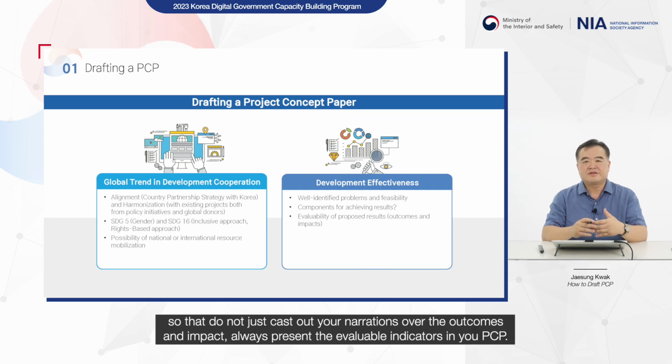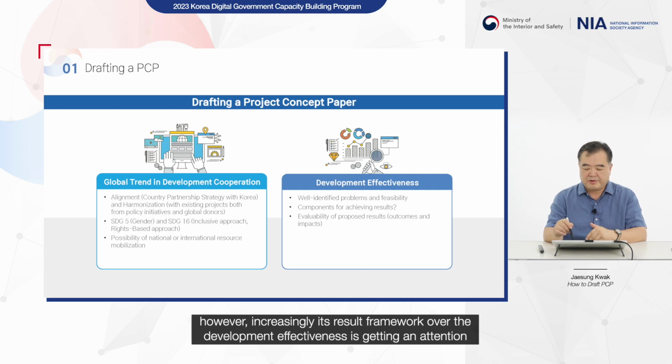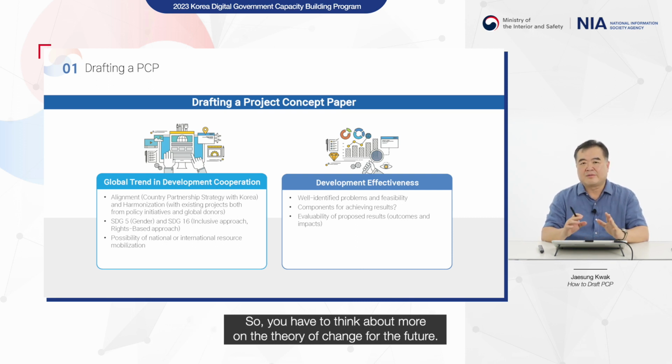So do not just cast out your narrations over the outcomes and impact; always present evaluable indicators in your PCP. In the past, we focused more on presenting the components or outputs in the PCP. However, increasingly, this results framework over development effectiveness is getting attention. So you have to think more about the theory of change for the future.